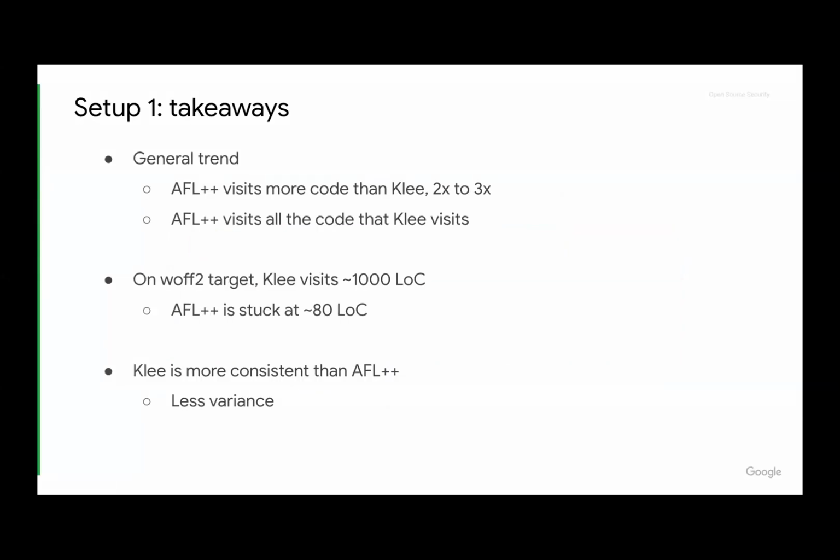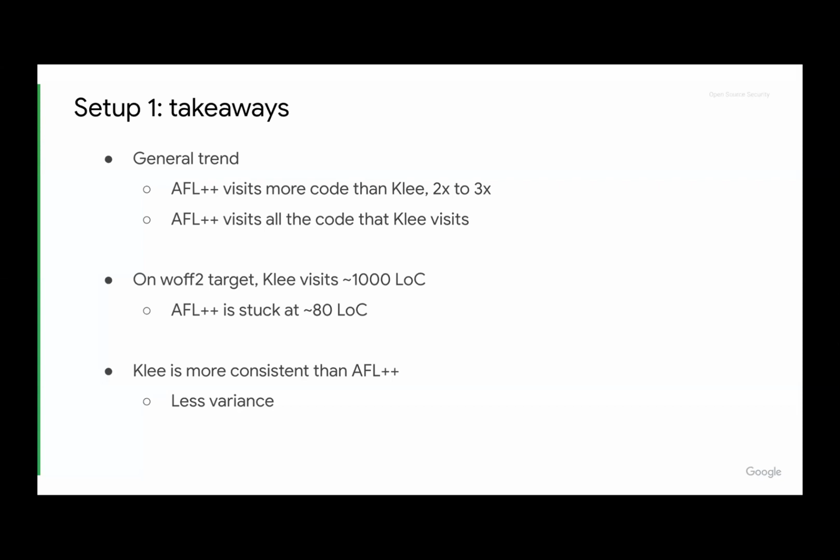So the takeaway about the first experiment is as follows. In general, AFL++ tends to visit more code than KLEE. If you look at the individual lines that are covered by AFL++ and KLEE, you'll see that AFL++ always visits all the lines that KLEE visits. So in that sense, in general, AFL++ is better. On one target, we saw that KLEE performs better.